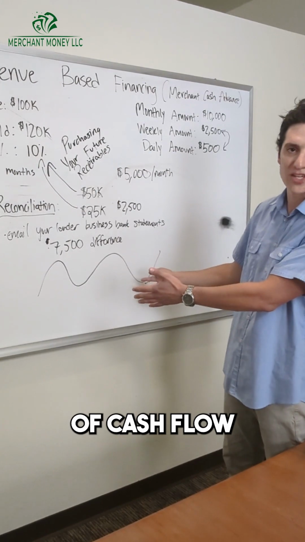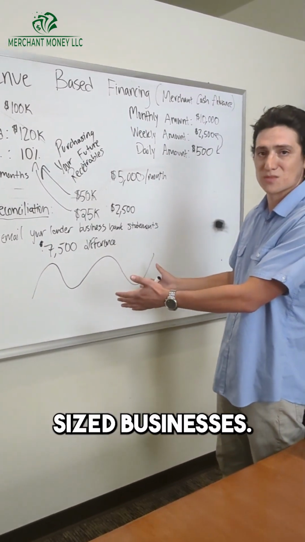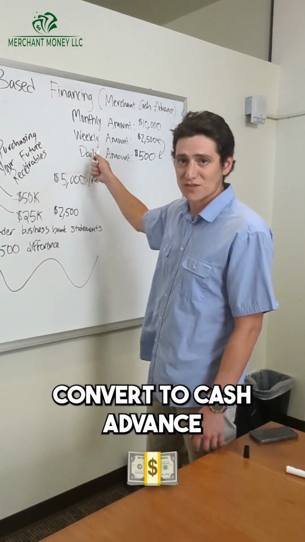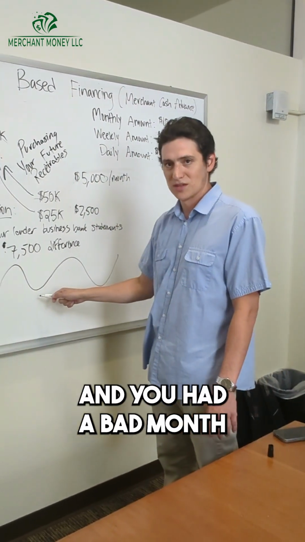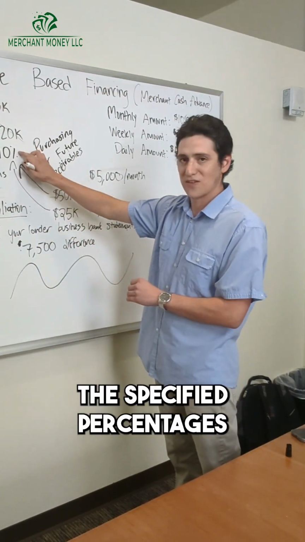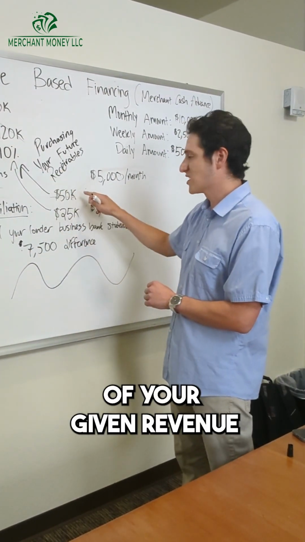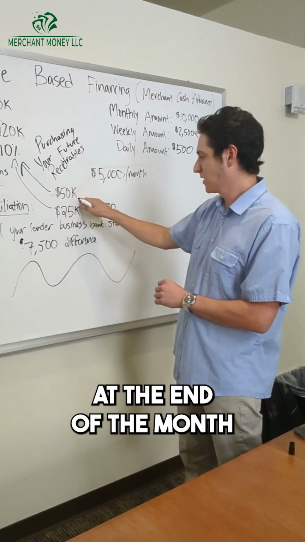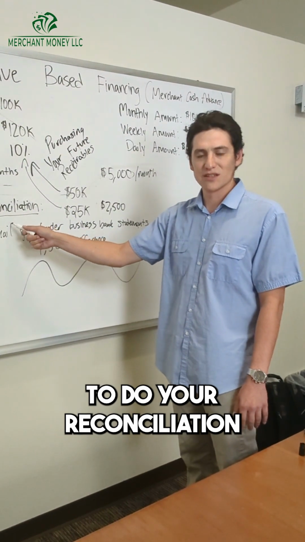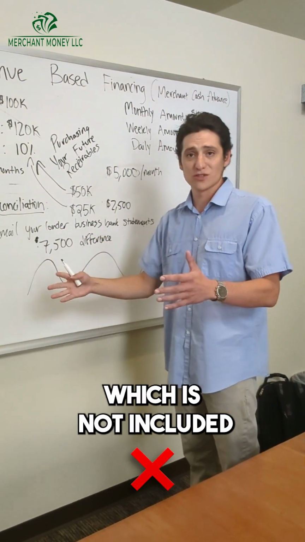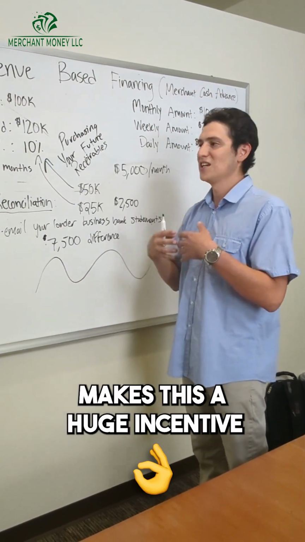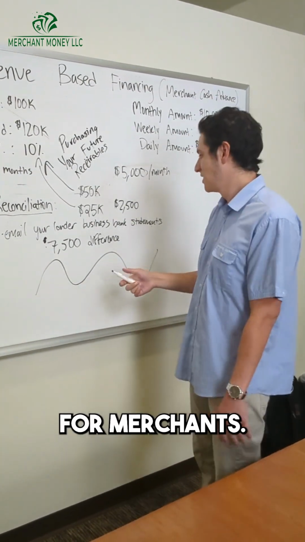this is the reality of cash flow for a lot of small and medium-sized businesses. Right? You're going to have good months, you're going to have bad months. If you get a merchant cash advance and you have a bad month, you're only required to pay whatever the specified percentage is of your given revenue in any month. So if you do have a bad month, you can always choose to do a reconciliation, which is not included or a part of a business loan, which again makes this a huge incentive for merchants.